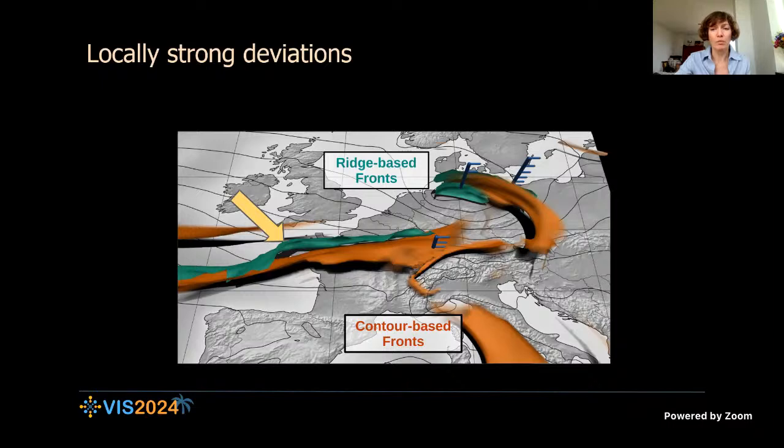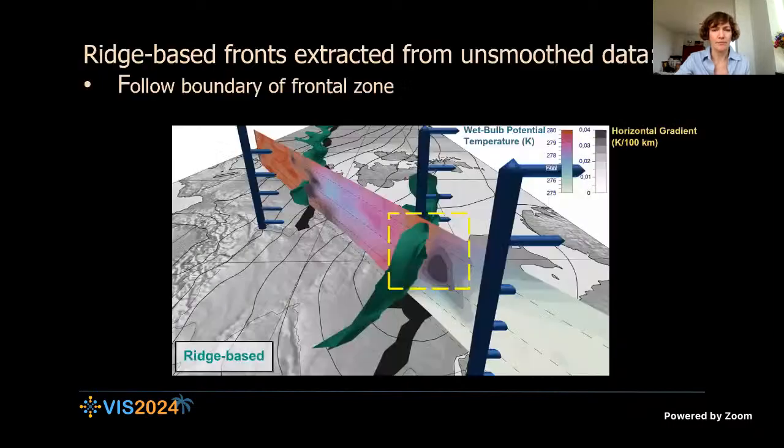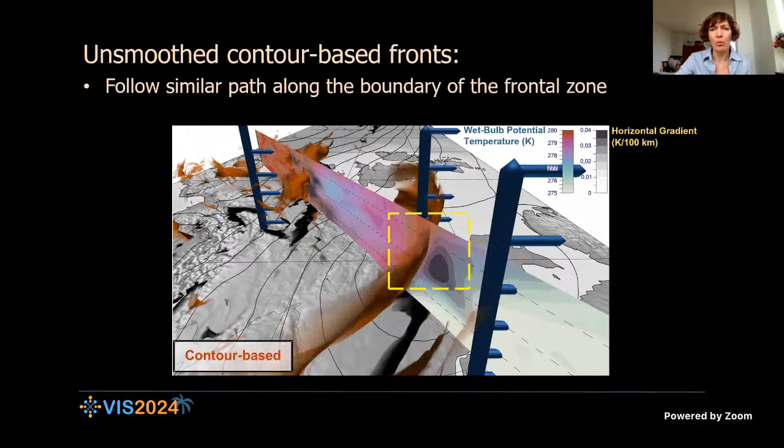So which of them represents the data more accurately? Let's have a look at the underlying data. The vertical cross-section shows the temperature field, with blue colors for cold and red colors for warm air. The gray shadings represent the temperature gradient. The dark area in the yellow box depicts the actual frontal zone as found in the data. So we can observe that our ridge-based front in green follows the boundary of the warm air side of this frontal zone. Now, when we look at the unsmoothed contour-based fronts, they follow a similar path along the boundary of the frontal zone.